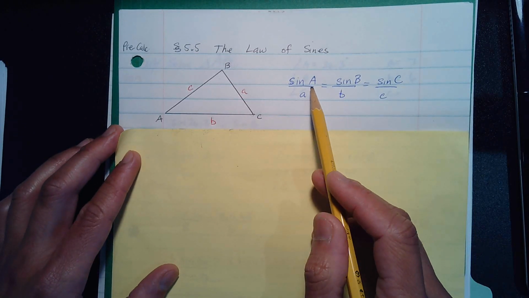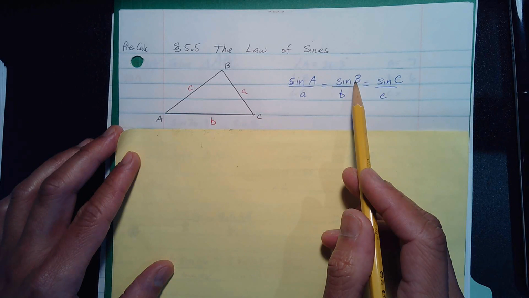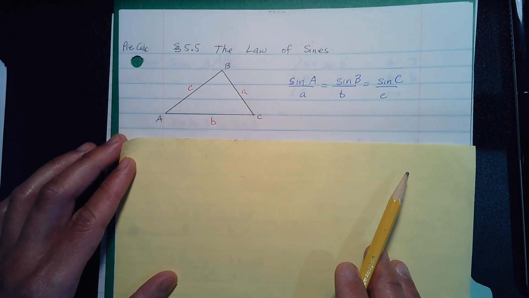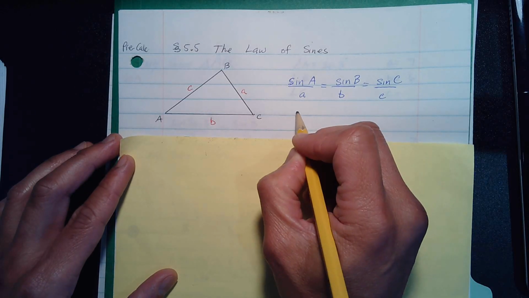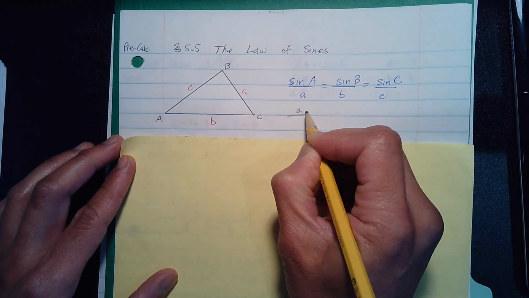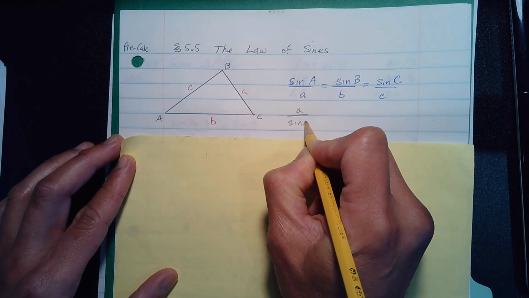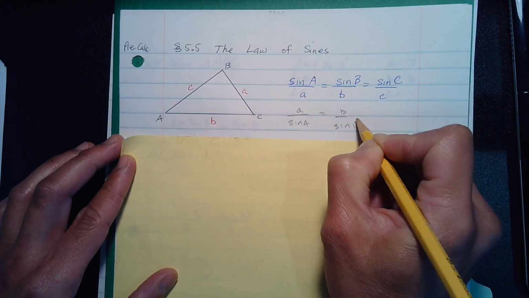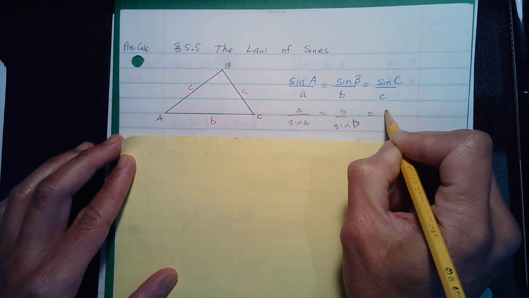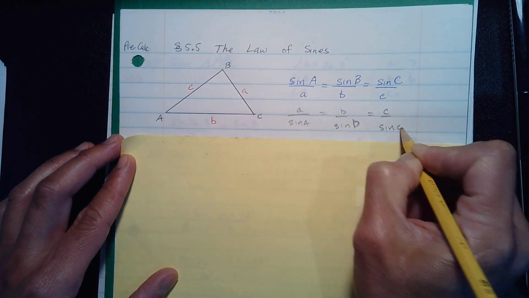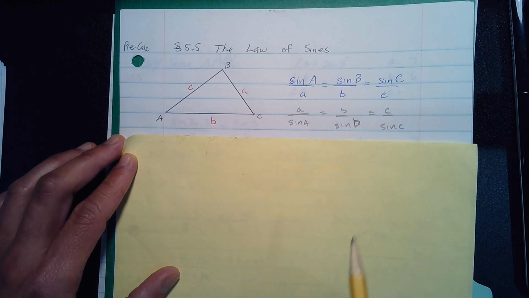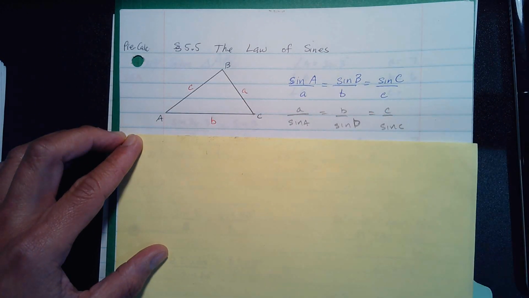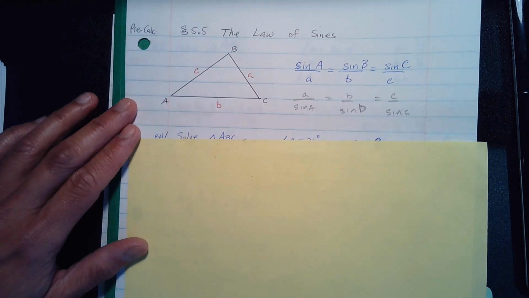Here is the law of sines. It's the ratio of sine A over A equals the ratio of sine B over B equals the ratio of sine C over C. You can also use the formula as A over sine A, B over sine B, and C over sine C. So again, you can also use the law of sines with the reciprocals.